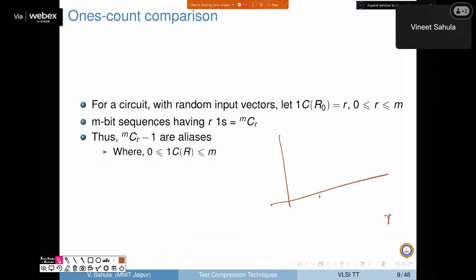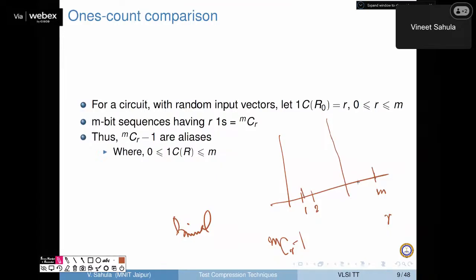If I take R varying from 1 to m, the probability of aliasing is mCr minus 1. How is it distributed? Binomial. How is a binomial distributed? It peaks at m by 2, with a very small number at the ends, and has mirror symmetry. Whatever I draw here, I will have to draw here. And this is almost binomially distributed, matching a Gaussian in a continuous way.